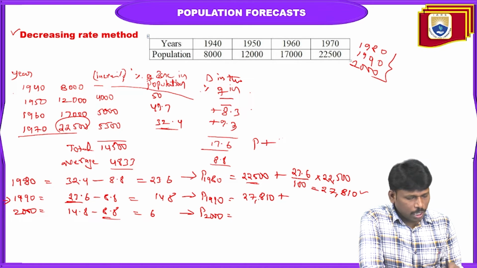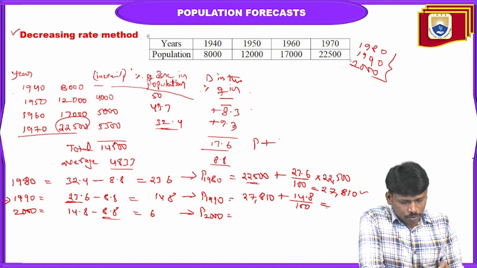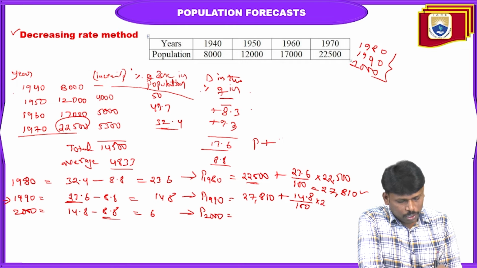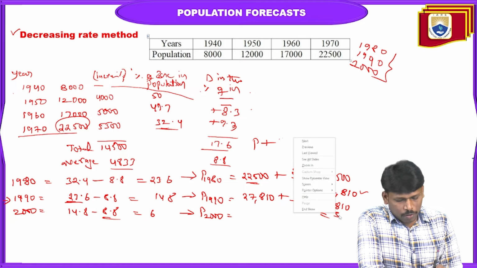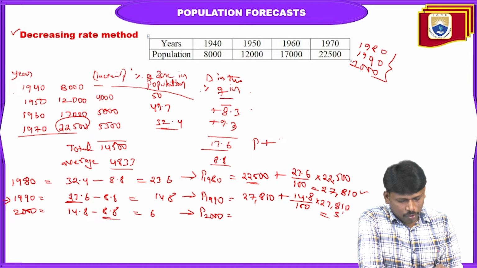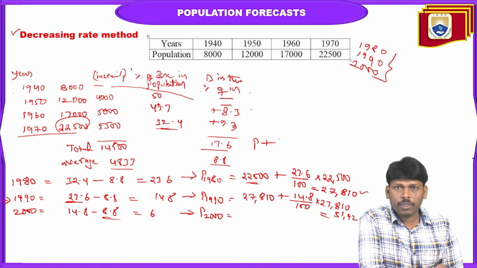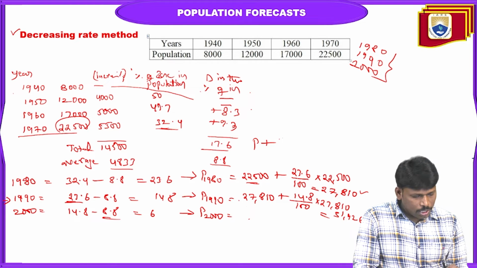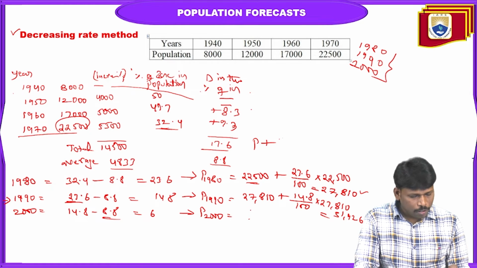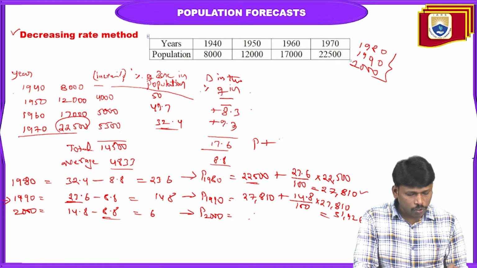and this average we got, it is around 14.8, and then, sorry, we need to multiply it with the population. The latest one is 27,810. Now we will get the population in 1990. It is equal to 31,926. And similarly, for the population at 2000, it is the latest one.